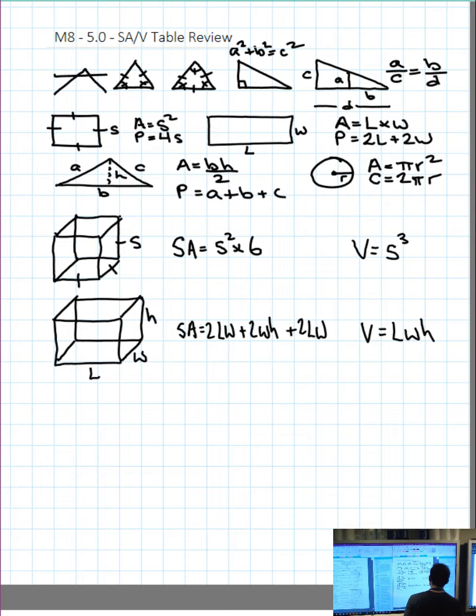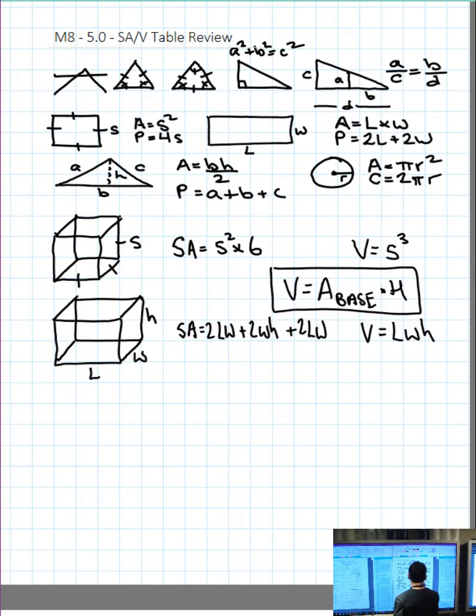So the formula for the volumes of these shapes, V, is actually area of the base times height. Because in the square, the area of the base is just S times S, which is S squared, times the height, which is also S. So S squared times S is S cubed.